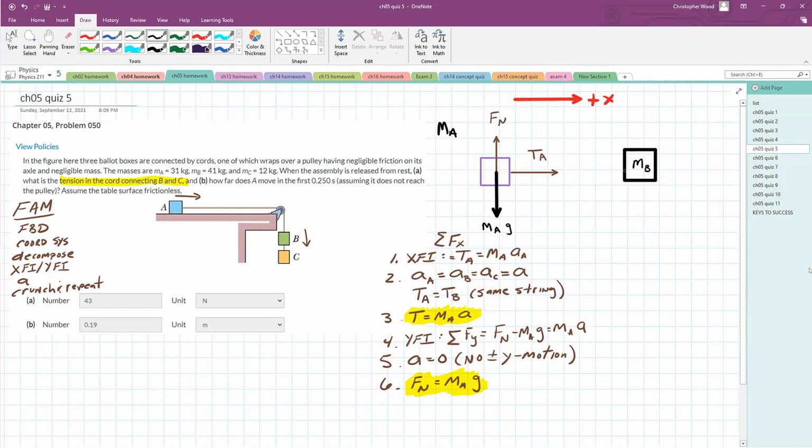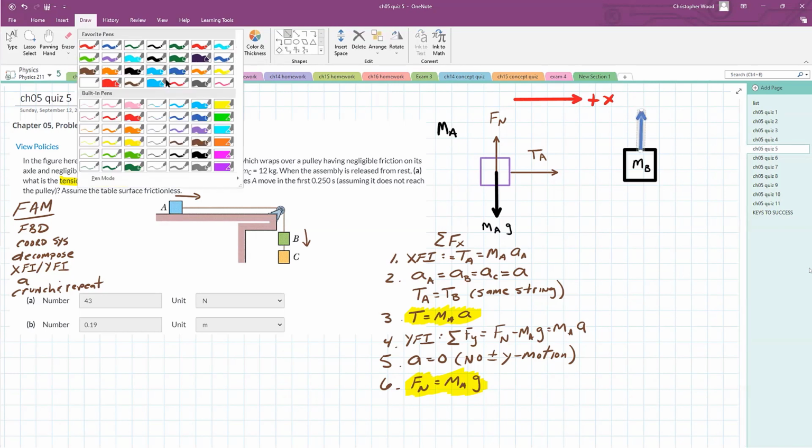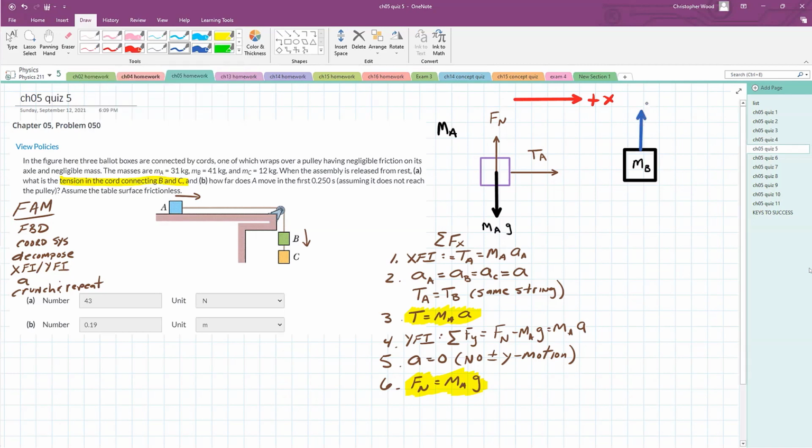Okay. Block B. What are the forces acting on block B? There's tension force going upward, like that. So this is T. This is the tension force pulling up on B.